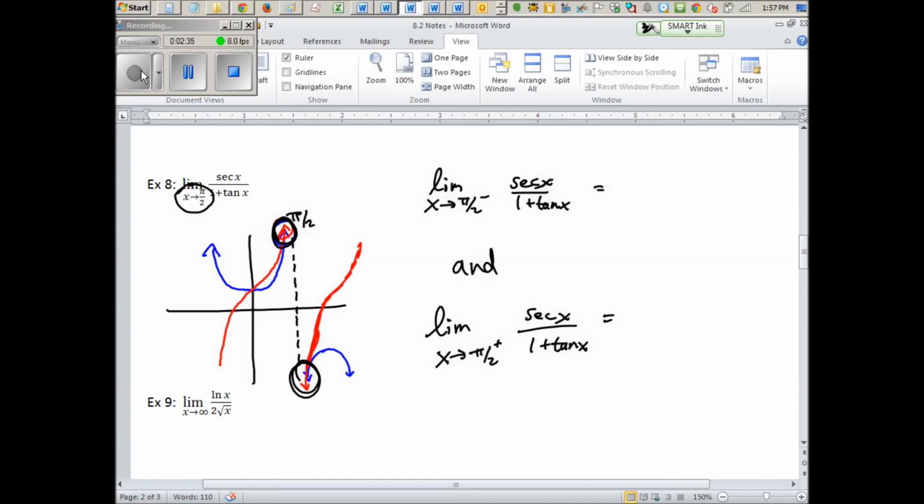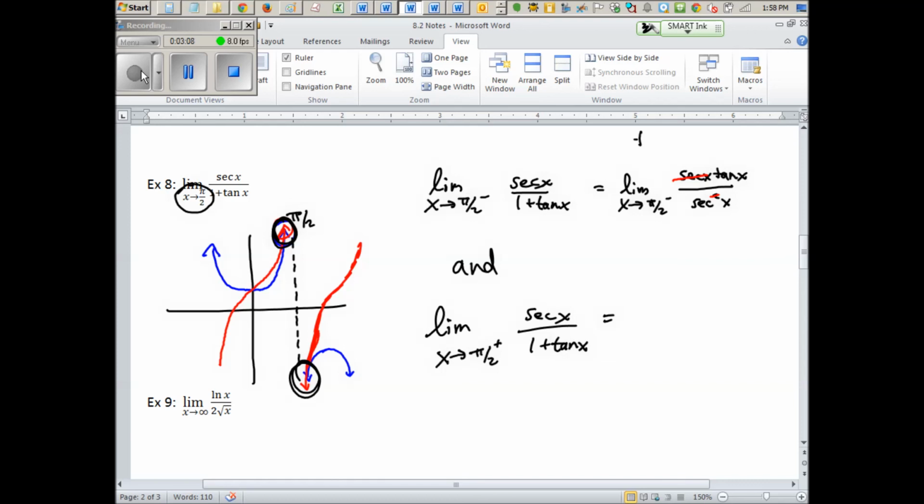Well, once you've written it as an infinity over infinity, or negative infinity over negative infinity case, you can now use L'Hopital's rule to continue pursuing this problem. So now I'm going to take the derivative of top and bottom. So limit as x goes to pi over 2 from the left. The derivative of sec is sec x tan x. And the derivative of 1 plus tan is simply sec squared x. So this cancels out, and now you have tan over secant.